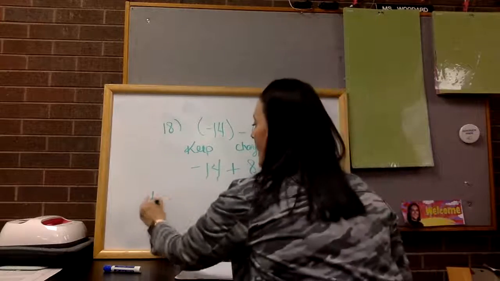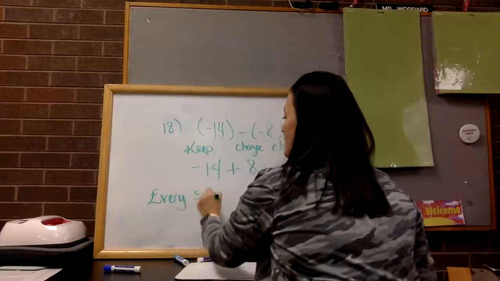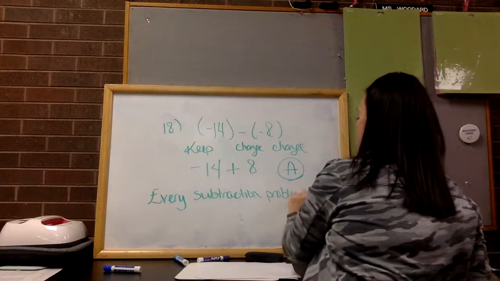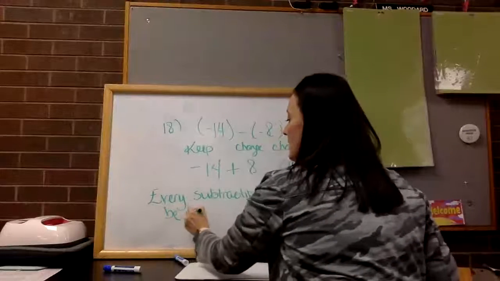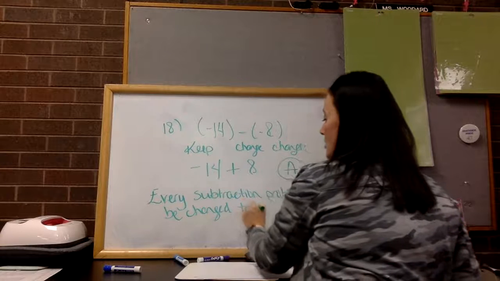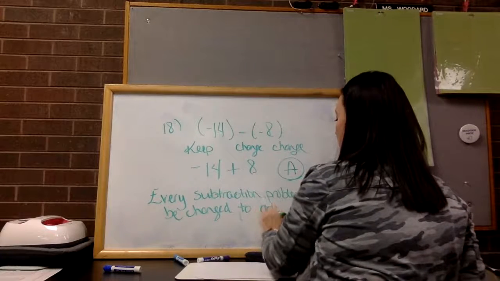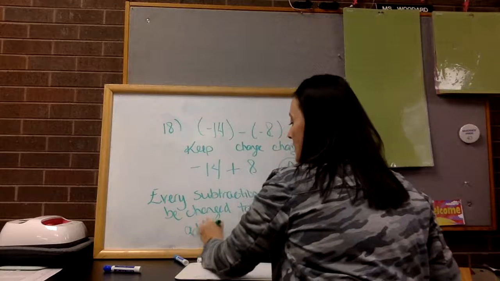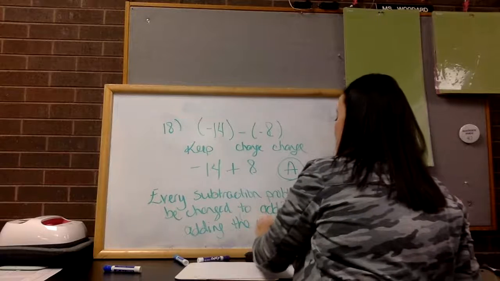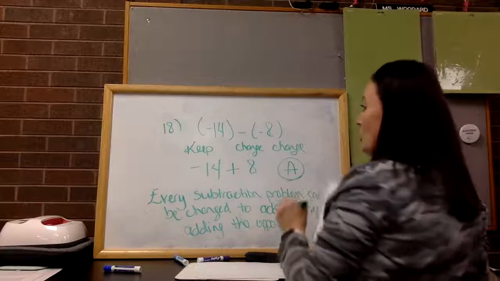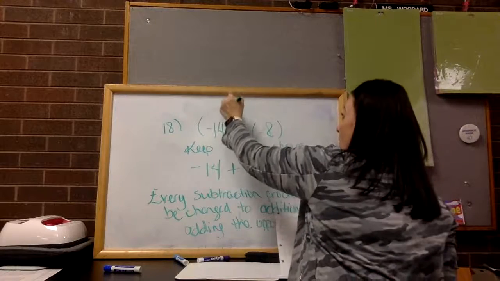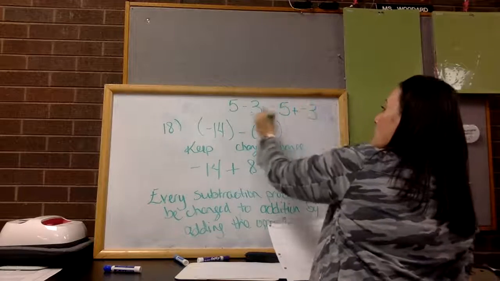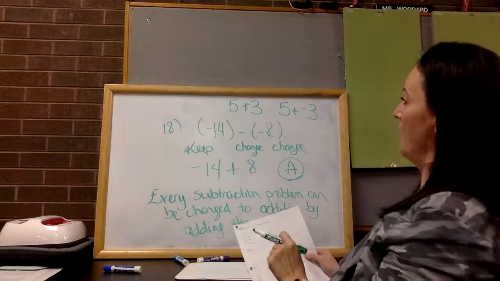Part B, explain your reasoning. Every subtraction problem can be changed to addition by adding the opposite. So you can think about any number, even just a plain 5 minus 3. 5 minus 3, you could rewrite that as 5 plus -3. Change subtraction to addition, change the sign of the second number.